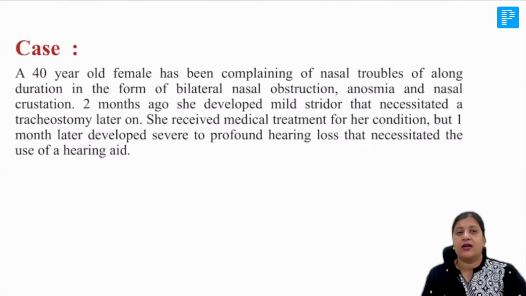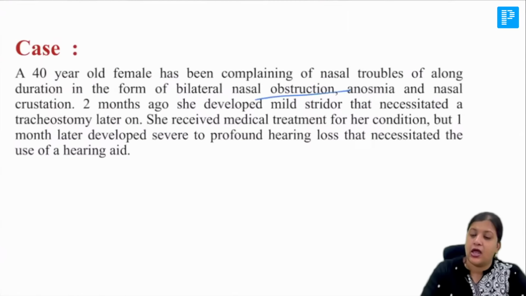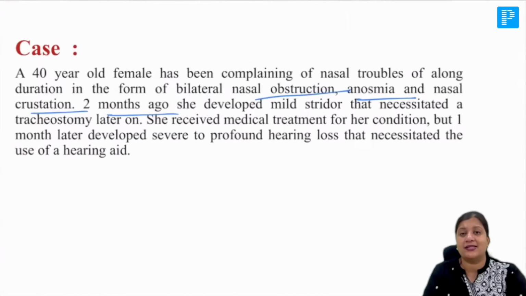So we have a 40-year-old female complaining of nasal troubles of long duration in the form of nasal obstruction, anosmia, and crusting. 2 months ago, she developed mild stridor that necessitated tracheostomy. She received medical treatment for a condition, but 1 month later, she developed severe to profound hearing loss that necessitated the use of a hearing aid. So what is this diagnosis? What are we thinking about?